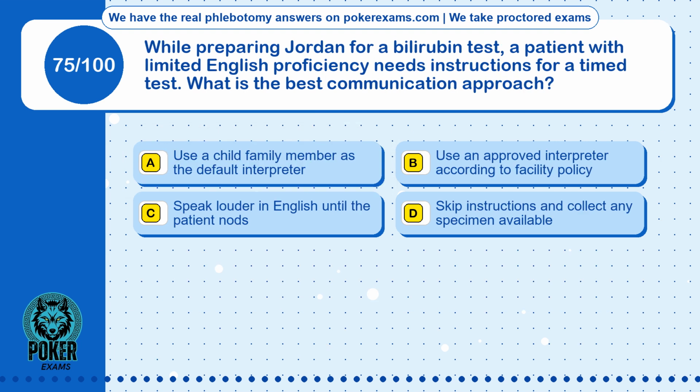Question 75. While preparing Jordan for a bilirubin test, a patient with limited English proficiency needs instructions for a timed test. What is the best communication approach? Option A, use a child family member as the default interpreter. Option B, use an approved interpreter according to facility policy. Option C, speak louder in English until the patient nods. Option D, skip instructions and collect any specimen available.